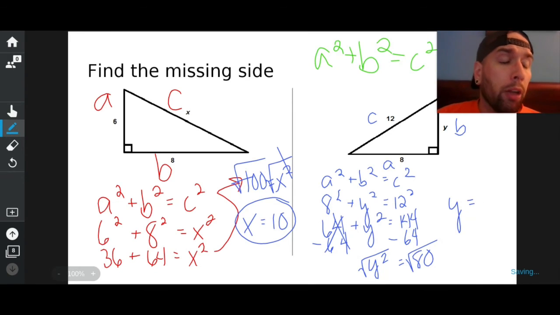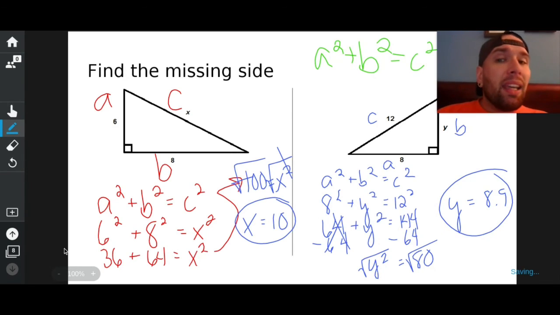I don't know. I do know that the square root of 81 is 9, so this guy's going to be a little bit smaller than 9, so let's find out. Square root of 80? The square root of 80 is approximately 8.94427. So we'll say 8.94. And that's that. Bye!